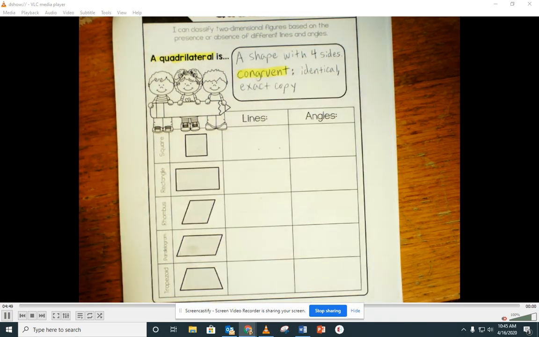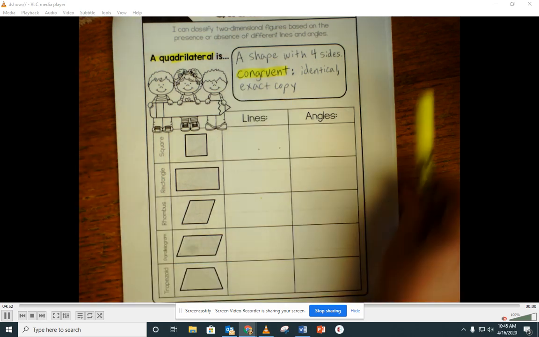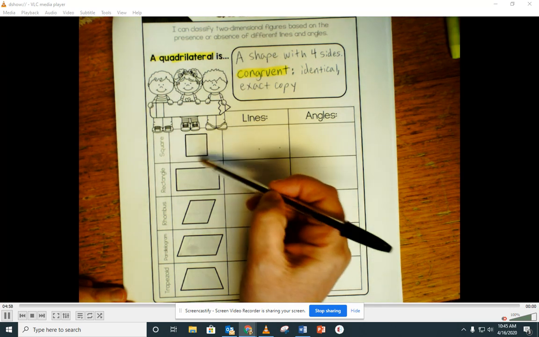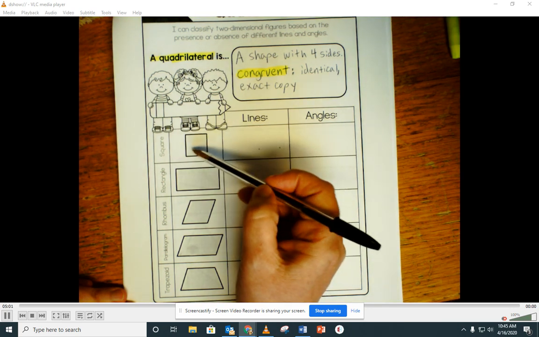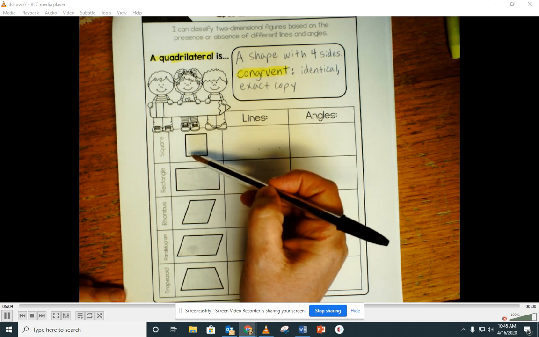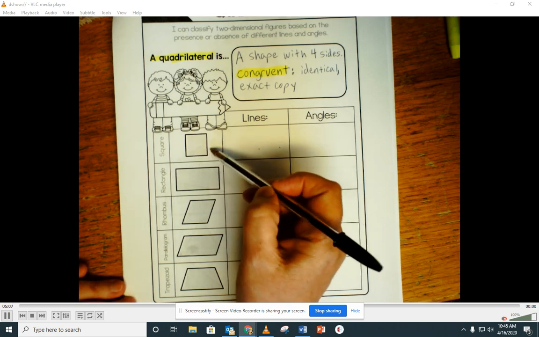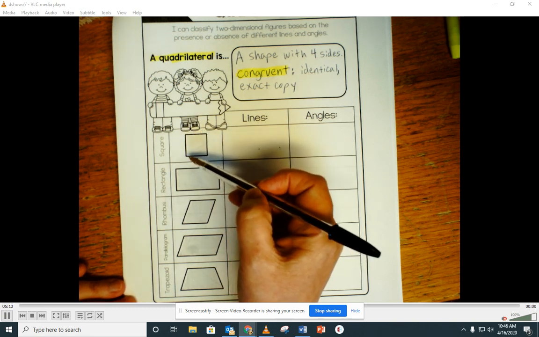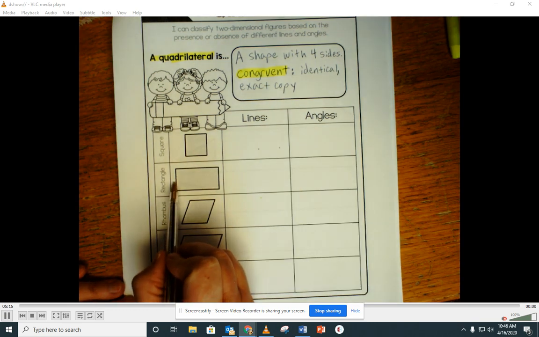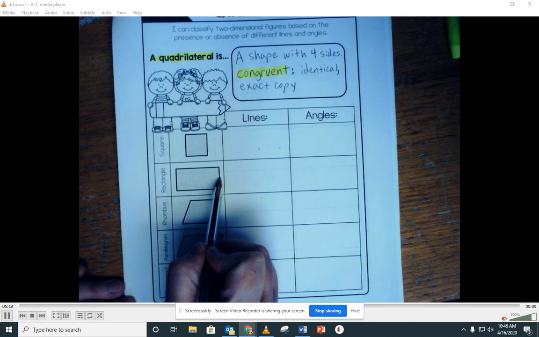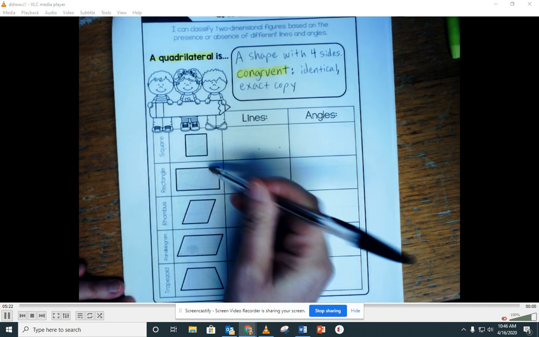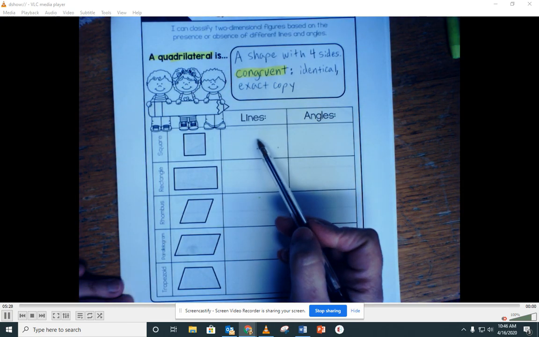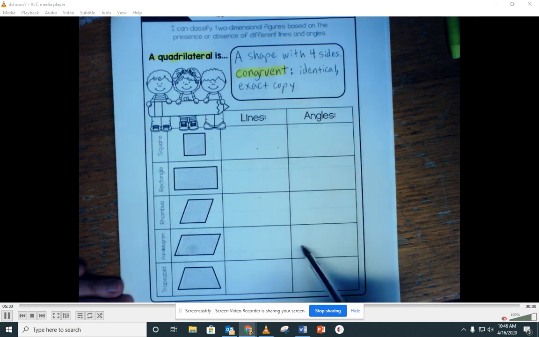Quadrilateral and congruent. We need to know congruent because a square has four congruent sides. The sides of a square, in order for it to be a square, have to be identical. They're all the same length. So we say in geometry that a square has congruent sides. If you look at a rectangle, the left side and the right side are congruent, and the top side and the bottom side are congruent. So we're classifying based on what we see about the lines and the angles in each one of these shapes.